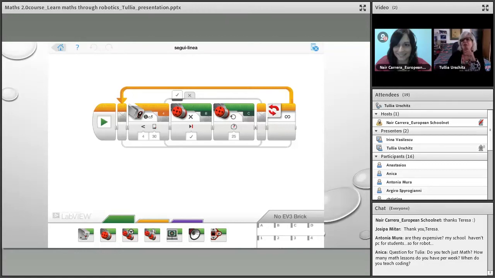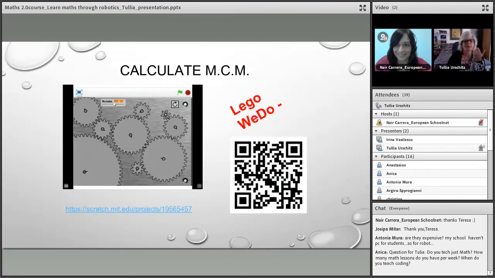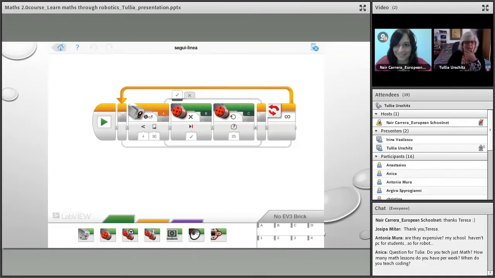The program is something like this. This is the EV3, the Lego Mindstorms EV3 program. It's really easy to use because it's block programming. This program doesn't refer to the previous picture because this one is related to a robot which moves following a line.